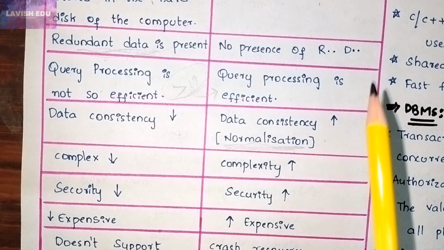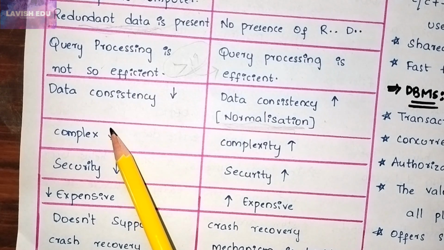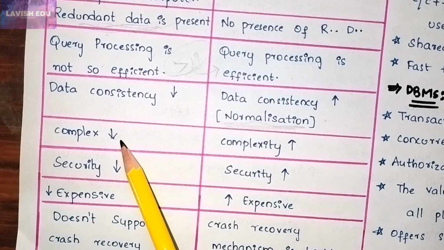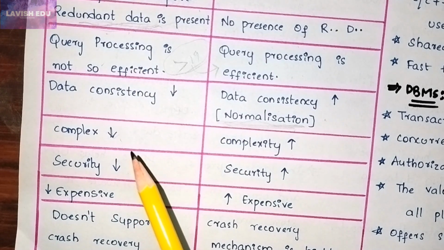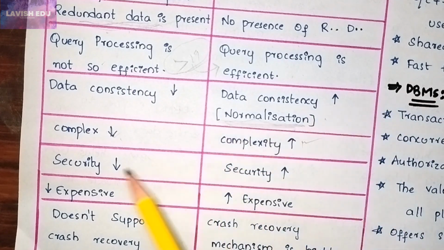Don't bother about this term. And here in file systems, complexity is not so much, and here in DBMS complexity increases, and as data consistency is more, complexity also increases.